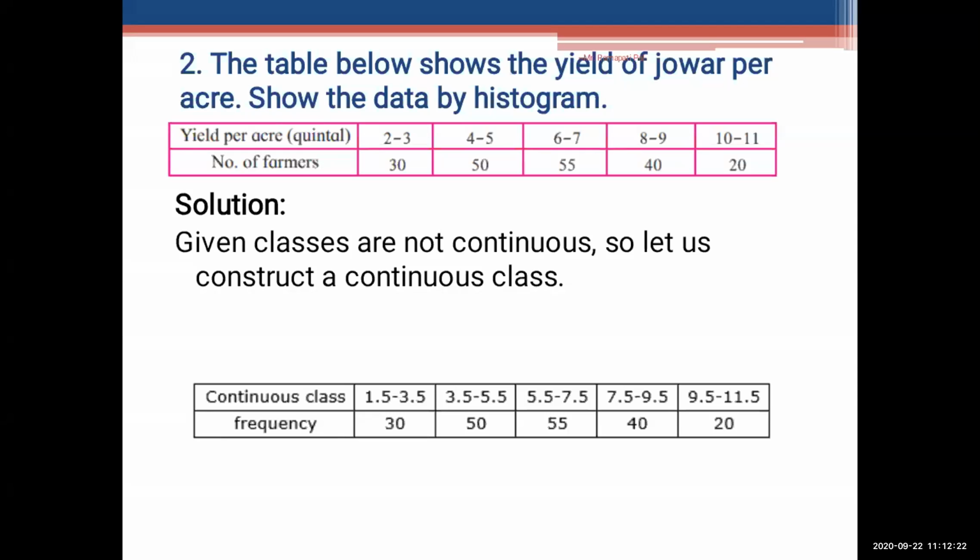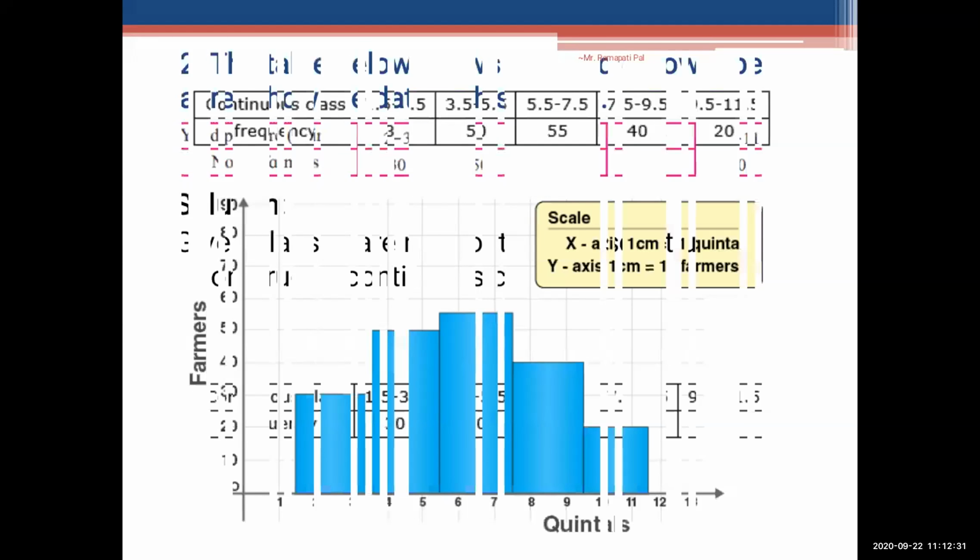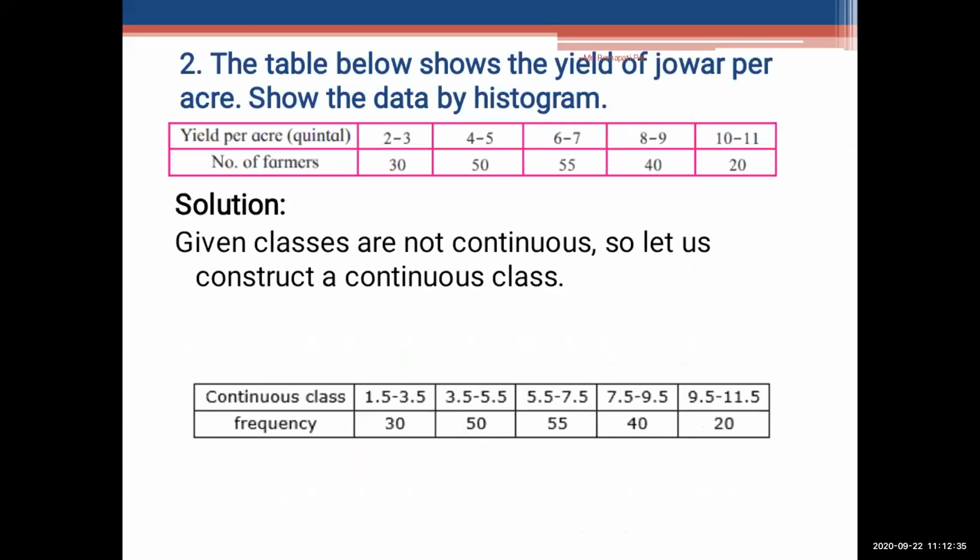If you look at the classes properly, you can find that the class is not continuous. So we have to make the class continuous.